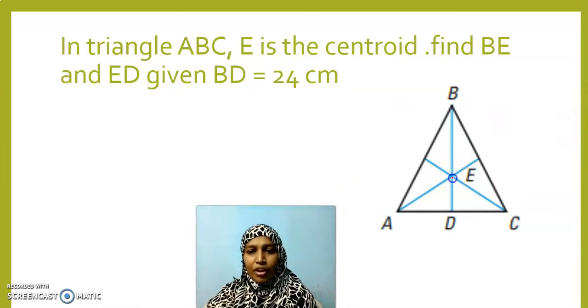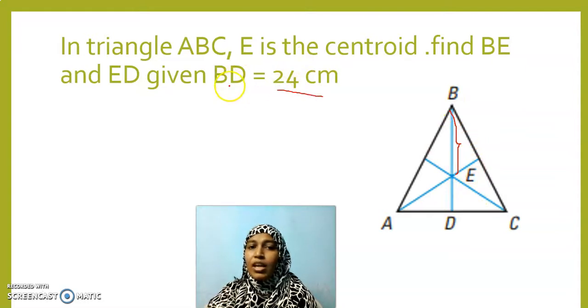E is the centroid. Very good. Find BE and ED. Now I have to find the lengths of the median. In the previous problem, we learnt about the sides. They gave the full as 14 and we found the half as 7. Do you remember? Now here they are asking us to find BE and ED when BD, the whole median, the length of one median, is 24 centimeter. This BD is a median.